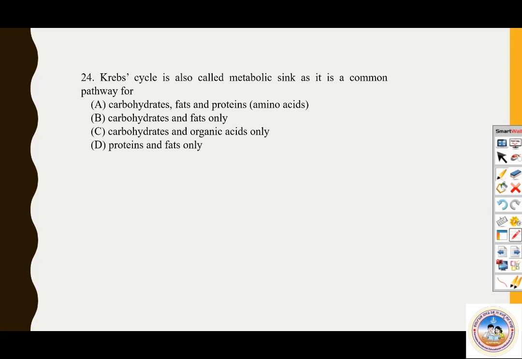That is what we saw last in this. What did you see, children? In the amphibolic pathway, where was everything finally reaching? Everything was coming back to your particular Krebs cycle only. Yes or no? So hence it is called your metabolic sink. Whether it is carbohydrate, fats or proteins, everything is finally coming and sinking or linking to your Krebs cycle. So, option is your A.